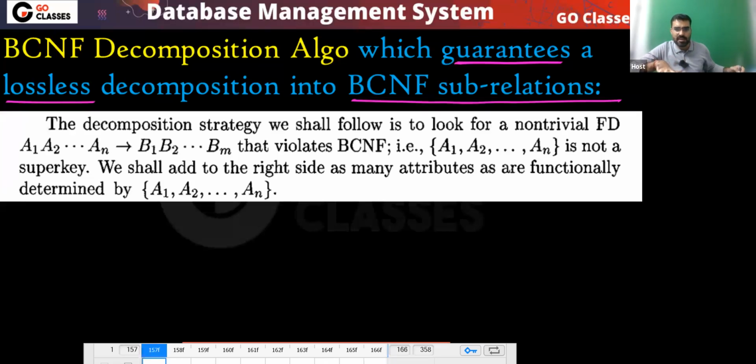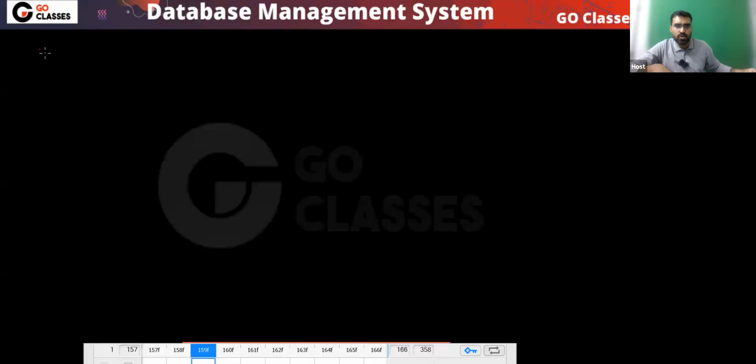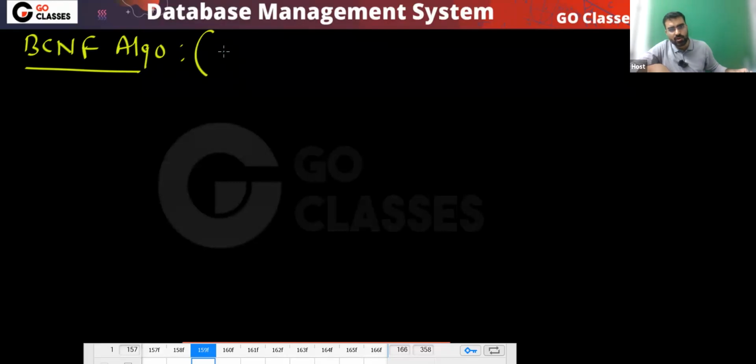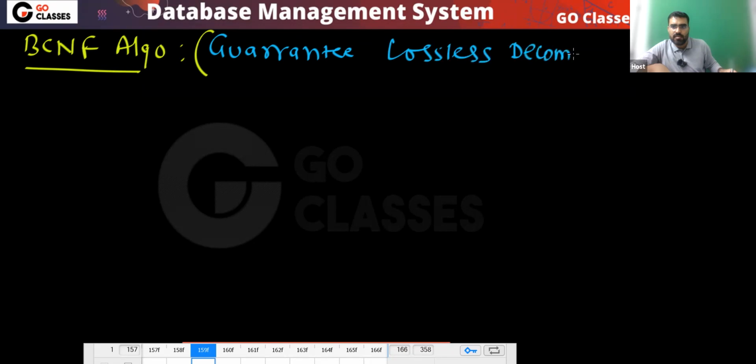It is a very simple algorithm. You take a violation. This is your BCNF algorithm. What this algorithm makes sure is that it will guarantee a lossless BCNF decomposition.